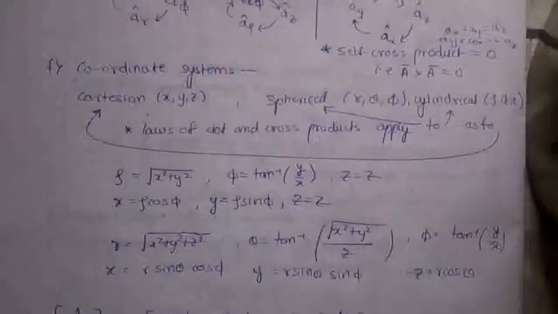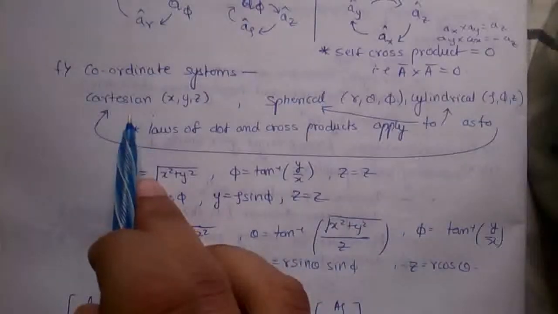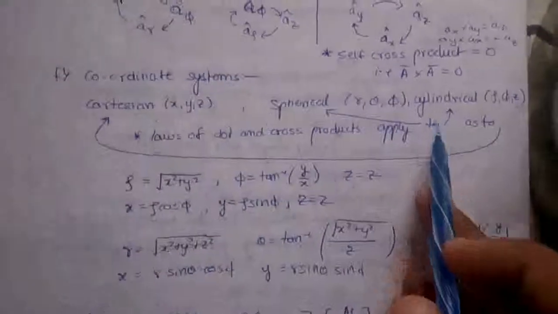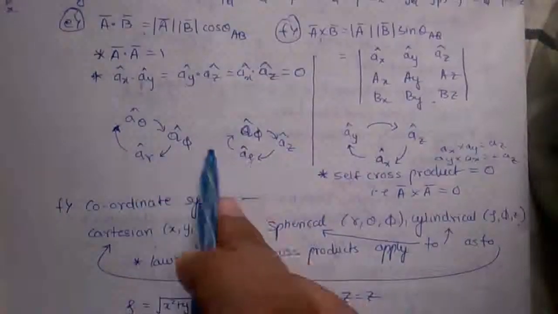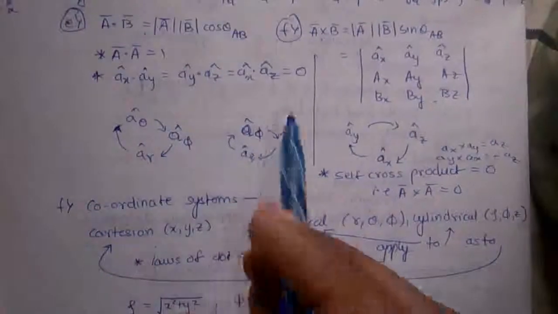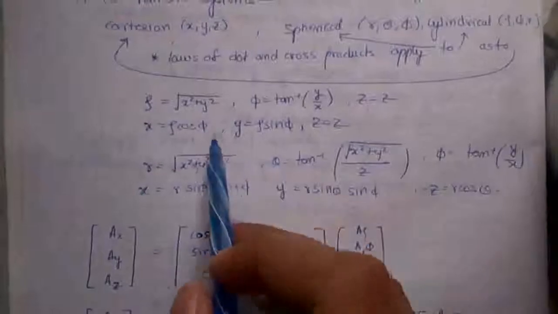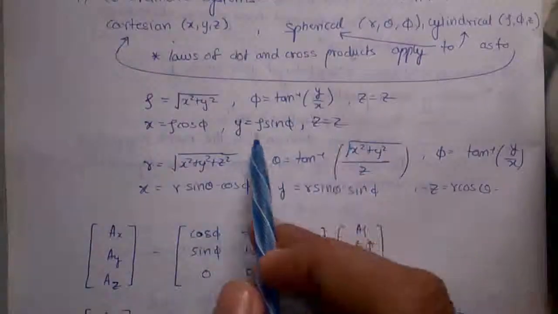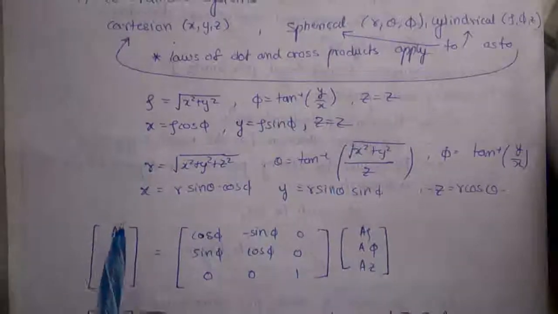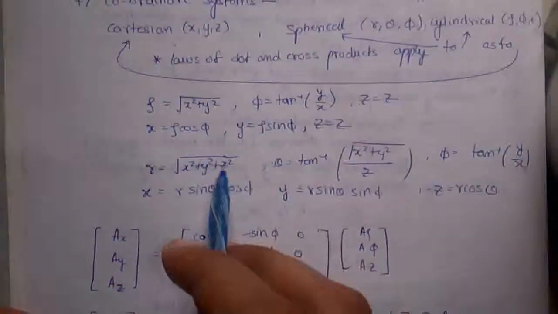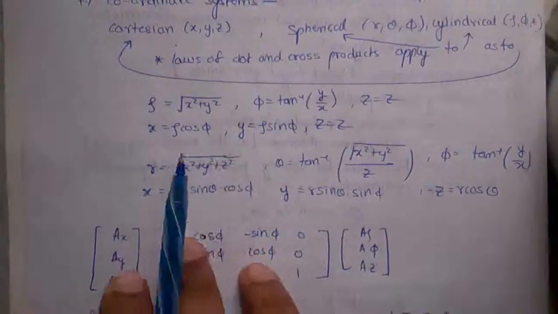Now, the laws of dot and cross product, which are there for Cartesian coordinate system, apply for spherical and cylindrical as well. The circle of life for the spherical and cylindrical coordinate can be drawn like this. This is A. Here is the relation between rho, phi and z, and x, y and z, as well as r, theta and phi, and x, y and z. Right? These are used for interconvertibility. I request you remember them thoroughly.